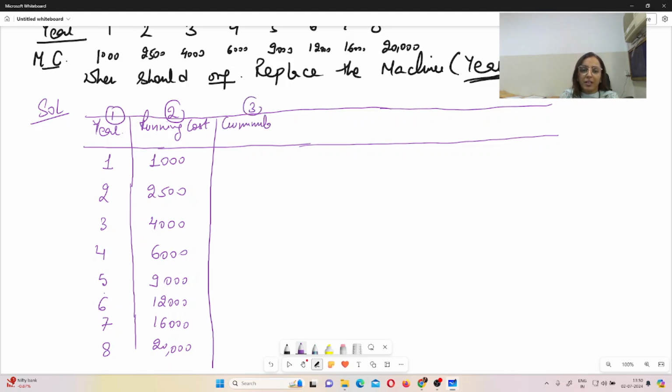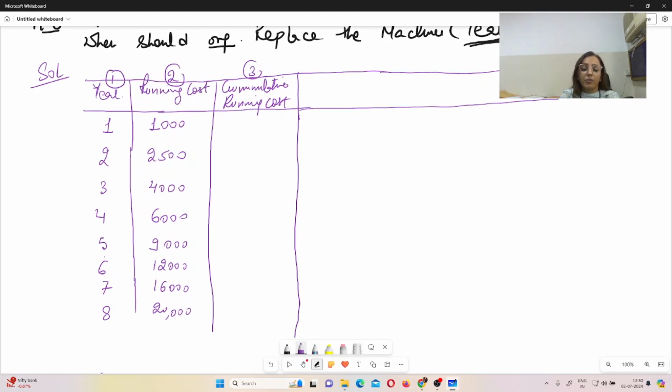Now you have to find the next step, step number 3, that is the cumulative running cost or maintenance cost. Cumulative means that when you are using this asset, you find how much cost is accumulating. This is all in rupees. In the first year, 1,000 rupees is expended on running the machine, so it is 1,000 only. When using the asset for 2 years, 1,000 for the first year and 2,500 for the second year, the total expenditure is 3,500.